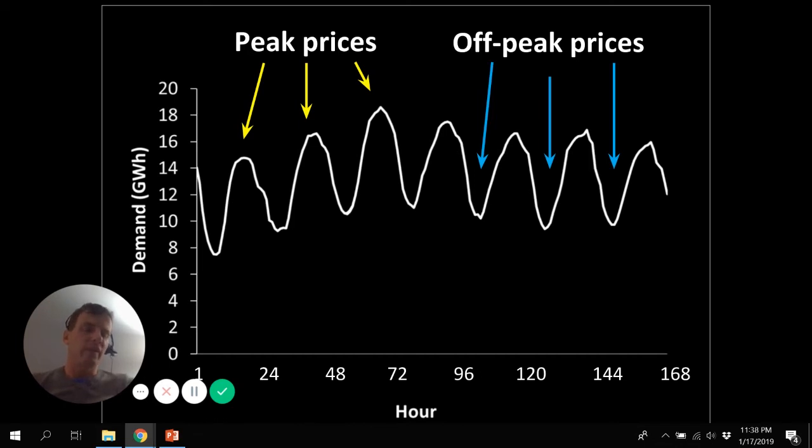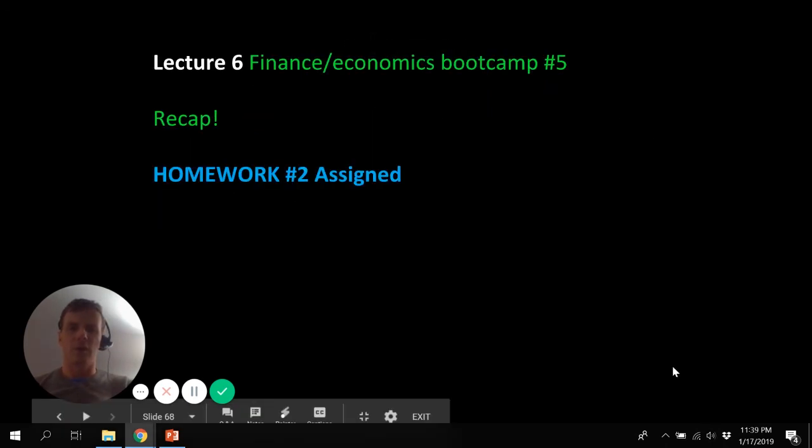If you've ever heard people talk about peak and off-peak prices for electricity in wholesale markets, that suggests that prices are going up and down all the time as our demand for electricity goes up and down all the time. Okay, that's it.